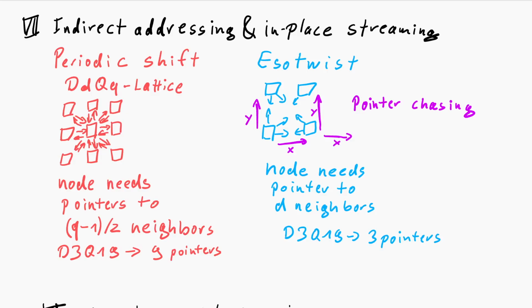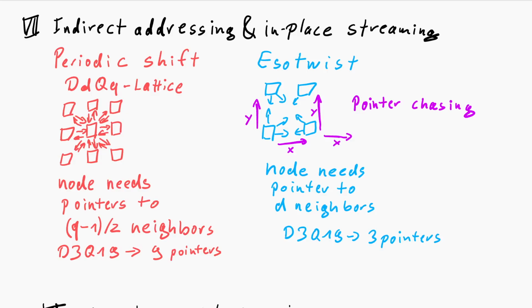And because distributions that go in opposite directions have parallel arrays, we actually need links to only one of them. So we can subtract 1 from Q and divide this by 2, and then for example, in the popular D3Q19 lattice, we can reduce the number of pointers that we need in indirect addressing for periodic shifts to 9 pointers, which is of course quite good, but still, 9 pointers are 9 pointers.